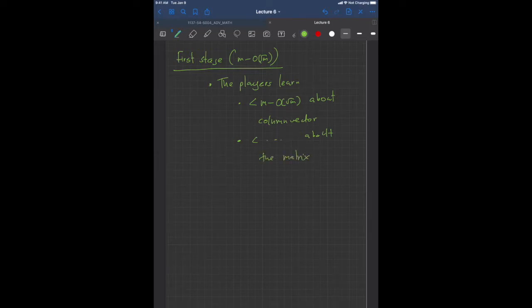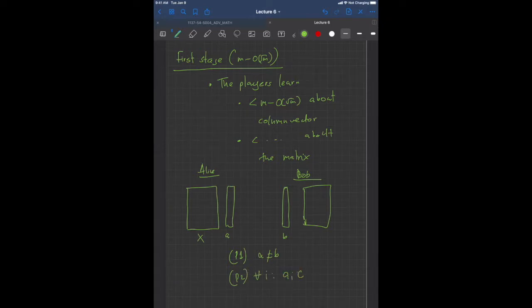Remember that in the universal relation composed with universal relation, the setup was that Alice and Bob get a matrix vector pair. So Alice gets X, A and Bob gets Y, B. And in the promise version, there were two things. There was the first promise that A is not equal to B, and there was a second promise that for all i such that A_i is not equal to B_i, that is, i in m, this implies that X_i, the corresponding rows, are different.